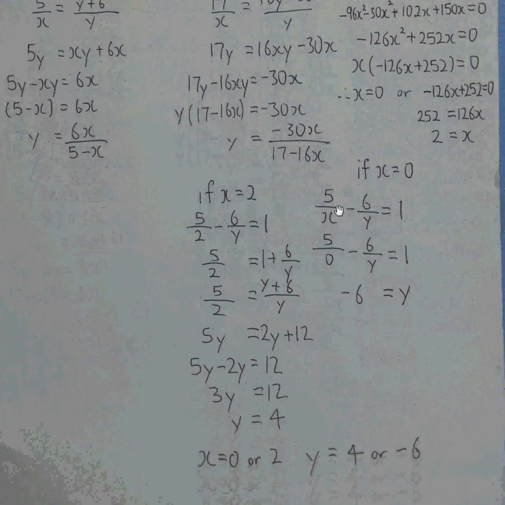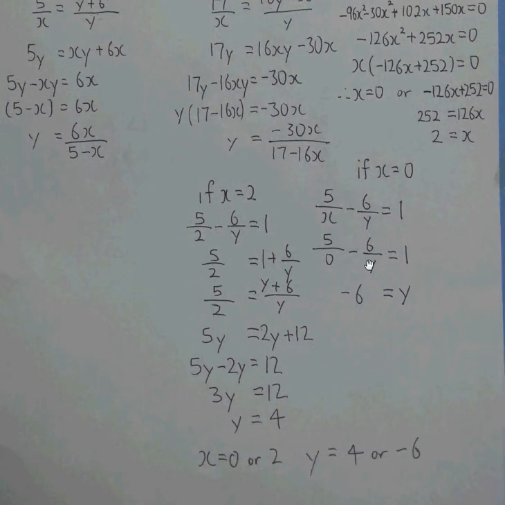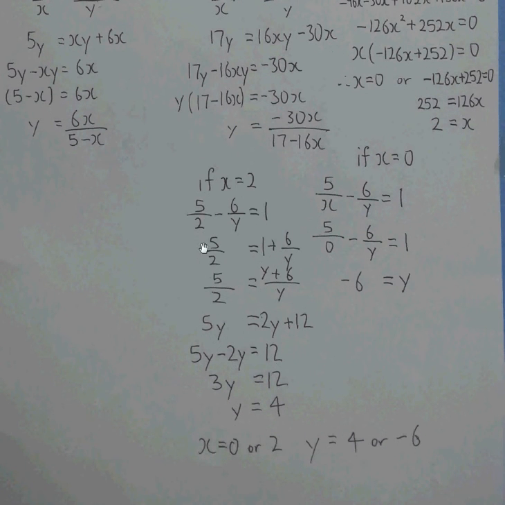So if x is equal to 0, 5 over 0 is 0, and then negative 6 over y. So when we bring over y to the other side, we have y times 1 equal y, and then the left over here is negative 6, and as you know there's 0 here, we have negative 6 equal to y. So if x equal to 2, sub in the x, then we have y equals to 4. So x is equal to 0 or 2, and y is equal to 4 or negative 6. Okay, that's all for part A.